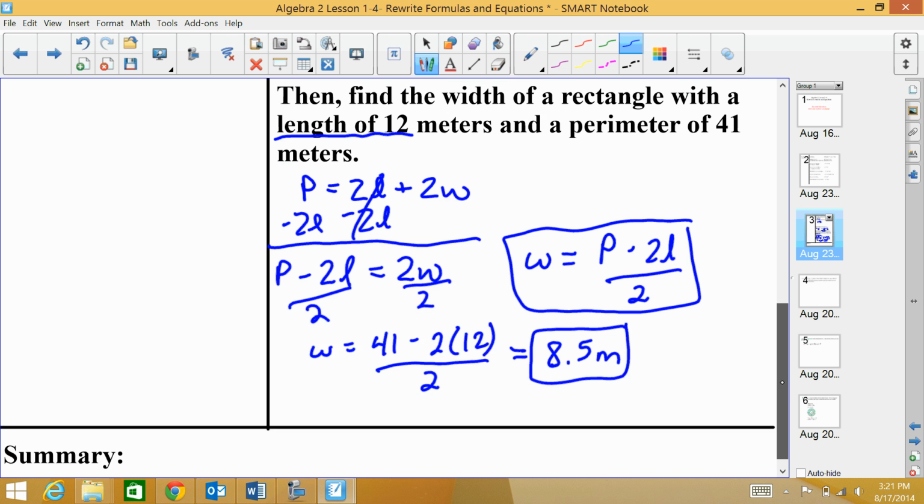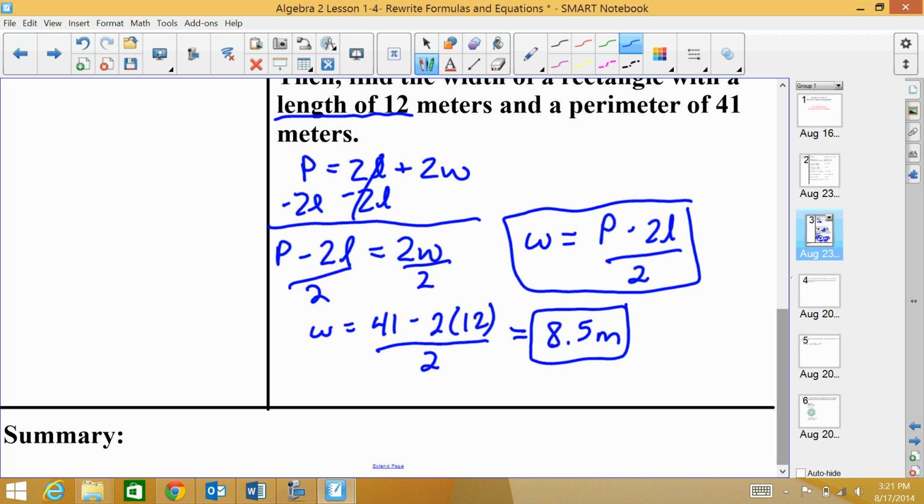All right, so that is how you solve a formula or an equation for one type of variable. You follow the same steps that you normally would. You just keep the letters and everything the same.